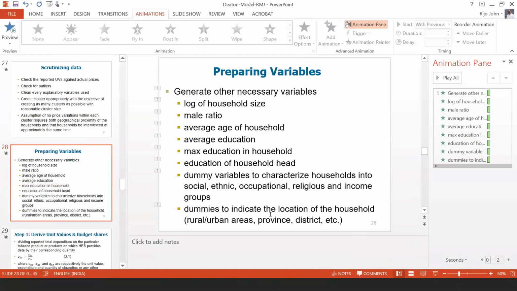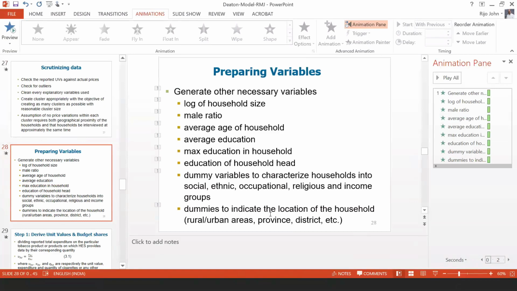We have to have a set of household variables to control for the impact on unit values. Those are typically household size, average age of the household, average education of the household members, or maximum education in a household, education of the household head. This list is definitely not exhaustive. I'm just listing a few variables that the literature in the past has used in similar studies, and dummy variables to characterize households into social, ethnic, occupational, religious, and income groups. Dummies to indicate the location of the household, in terms of whether they live in a rural or urban area or different provinces, etc.